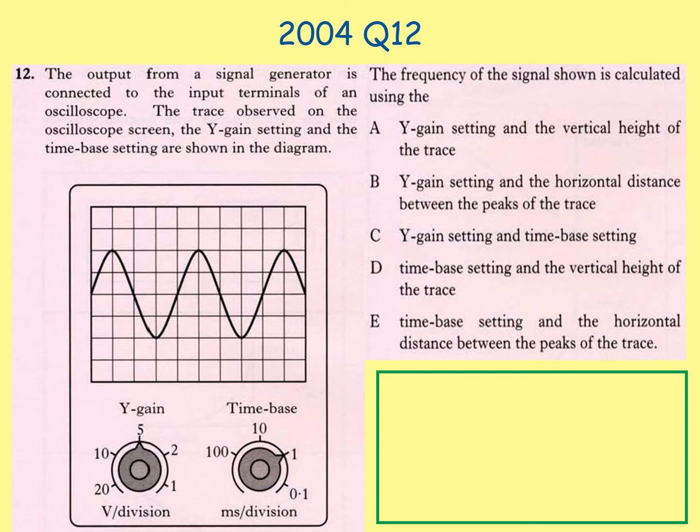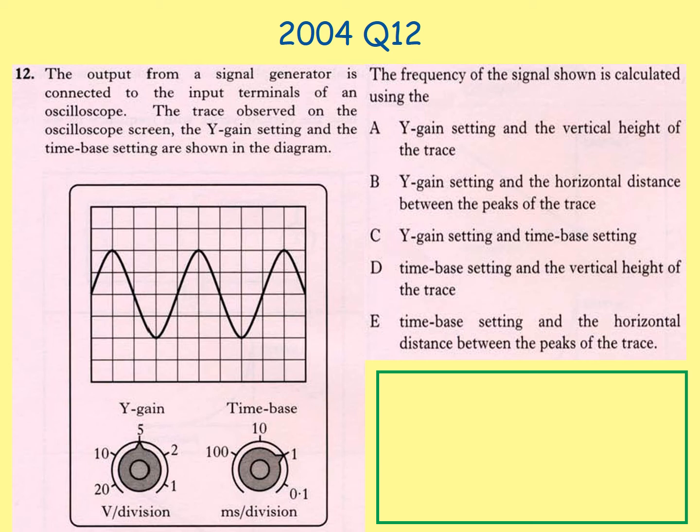Let's try some past paper questions. The output from a signal generator is connected to the input terminals of an oscilloscope. The trace observed on the oscilloscope screen, the Y gain setting, and the time base setting are shown in the diagram. The frequency of the signal shown is calculated using: A, the Y gain setting and the vertical height of the trace; B, the Y gain setting and the horizontal distance between the peaks of the trace; C, the Y gain setting and the time base setting; D, the time base setting and the vertical height of the trace; or E, the time base setting and the horizontal distance between the peaks of the trace.